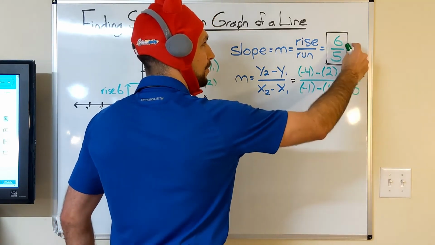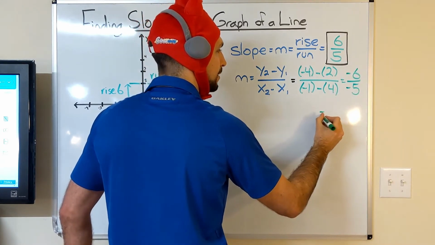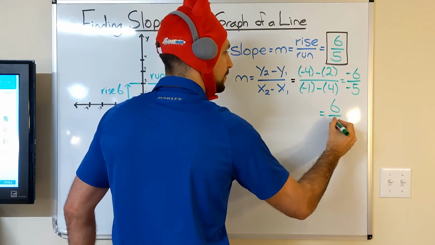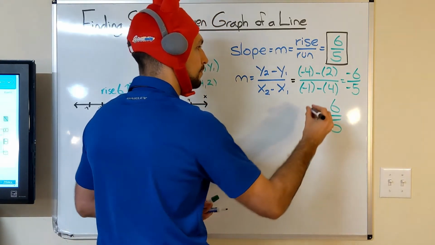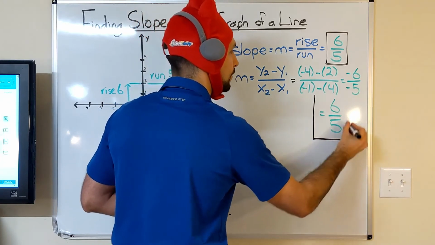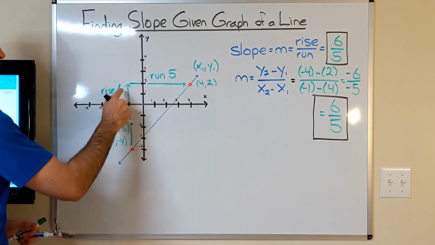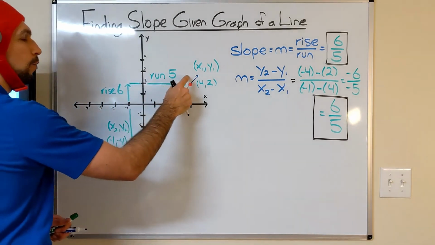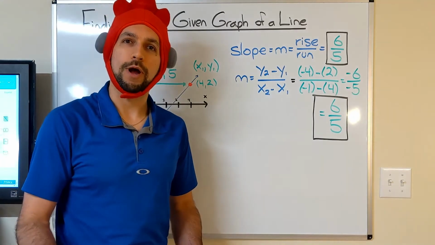Now notice these don't look the same, but a negative divided by a negative is a positive. So we get the same answer either way. Either method of doing this, we can see our rise was 6, our run was 5, and that is the slope. Let's do one more problem.